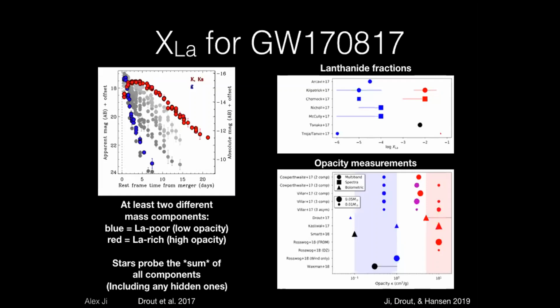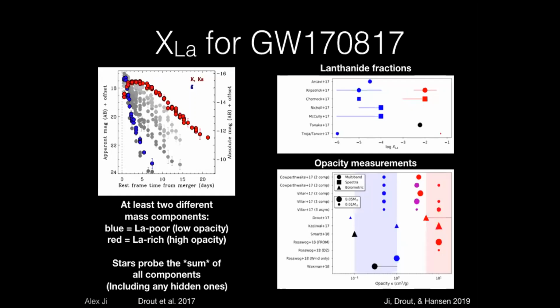So with that caveat in mind, different groups modeled the observations, and some of them modeled directly lanthanide fractions propagating through the atomic physics and the radiative transfer that I just talked about. And then a lot more groups basically said, we are not going to do that. We're just going to assume that there's a different opacity for these different components. And all of these ways are successful at modeling the data.